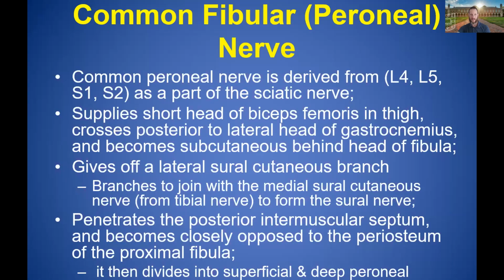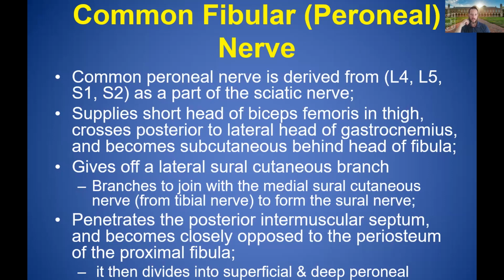So first, let's start with the common fibular nerve, which you will hear me commonly refer to as the peroneal nerve because I can't change the way I call this nerve. It is derived from the lower lumbar and sacral nerve roots, where it travels as its individual part of the sciatic nerve and then supplies the short head of the biceps femoris in the thigh.